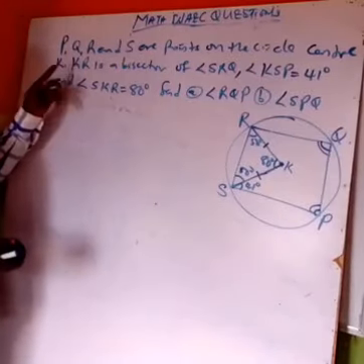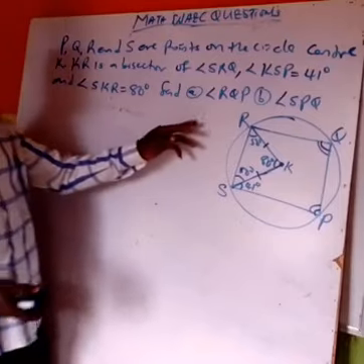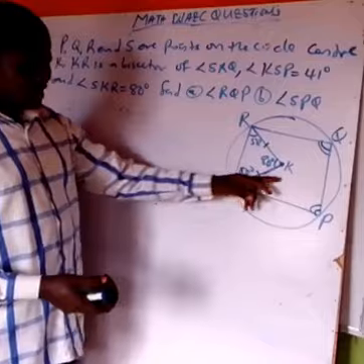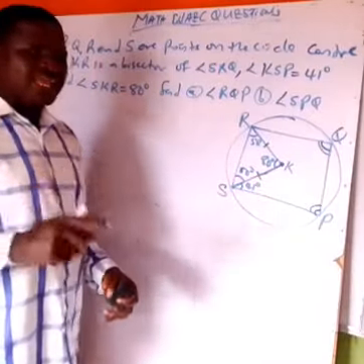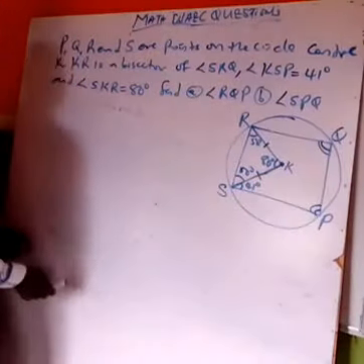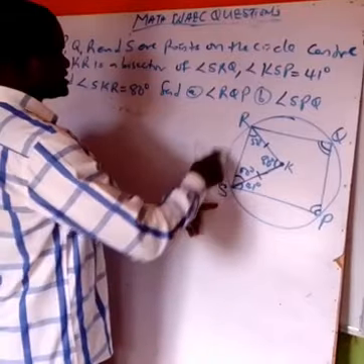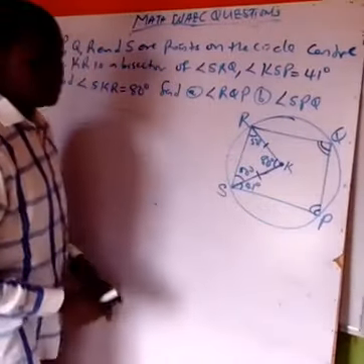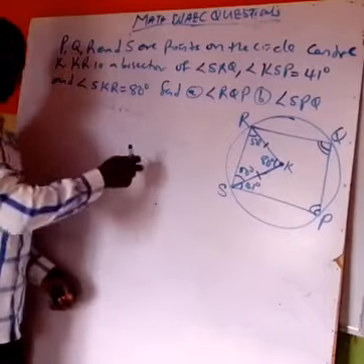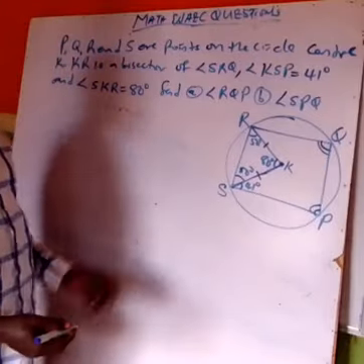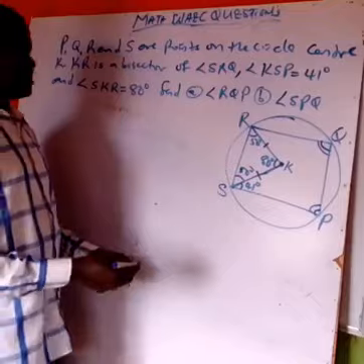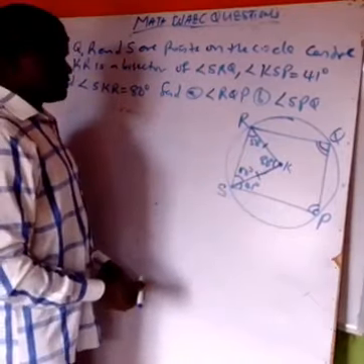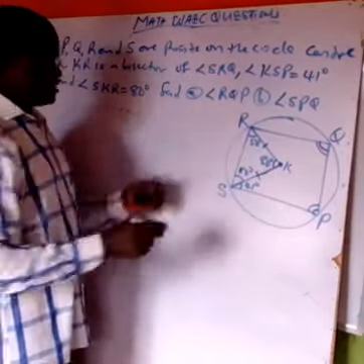They say that line KR is a bisector of angle XRQ. You know the meaning of bisector? When you bisect an angle, the bisector will divide the angle into two equal parts. So that's what I want you to know there.